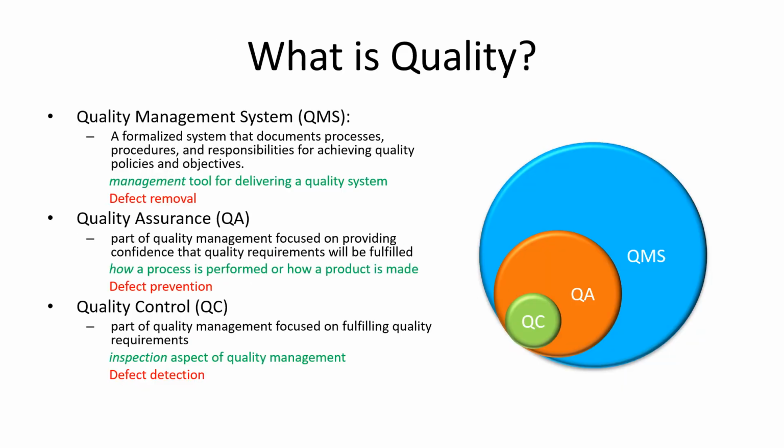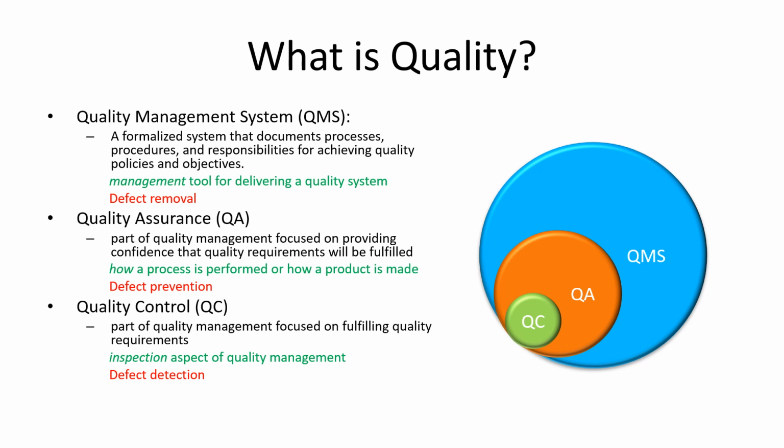So start at the beginning, what is quality? The highest level in quality management is the quality management system. This is a formalized process that documents what you do, how you do it, and who's responsible for what. And this is around achieving the quality policies and objectives. This is a management tool for delivering the quality system, and it is related to removing any defect.